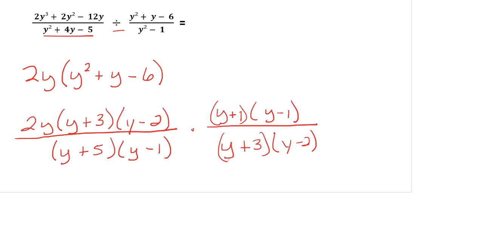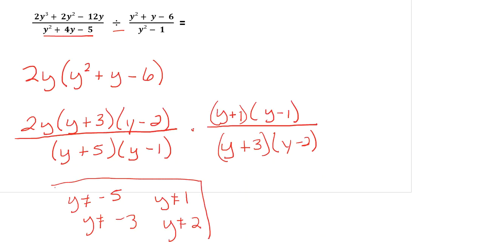If we were asked for the excluded values, this is where we would stop before we do any canceling and figure out what makes any of these denominators 0. So we have several excluded values here. For this first factor, y could not be negative 5. The second factor, y cannot be 1. For this third factor, y could not be negative 3. And the last factor, y cannot be 2. So all 4 of these excluded values are part of our answer.